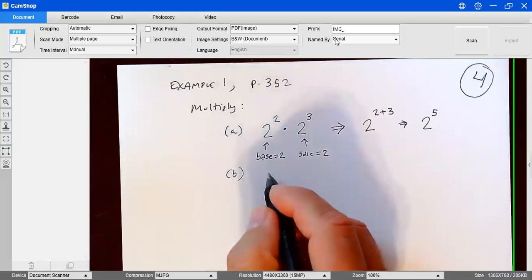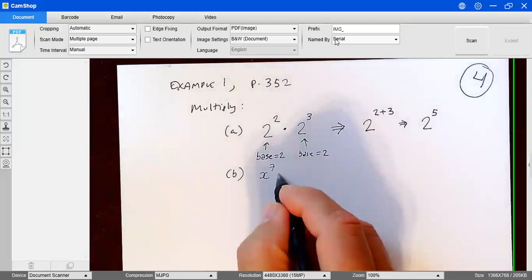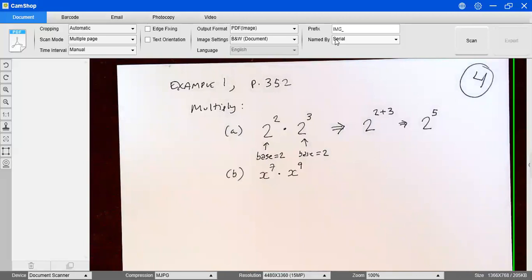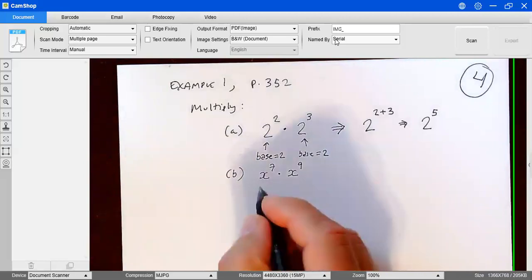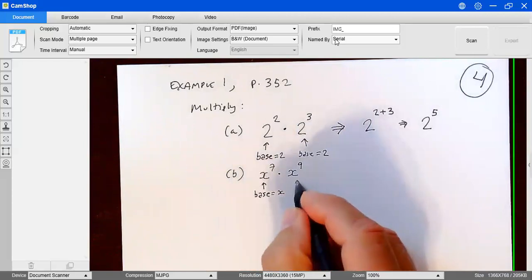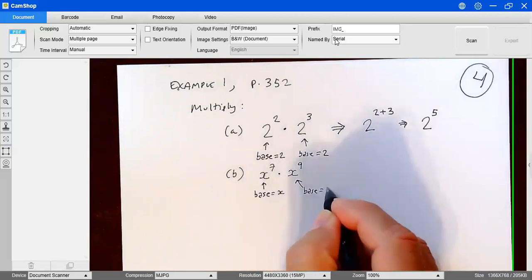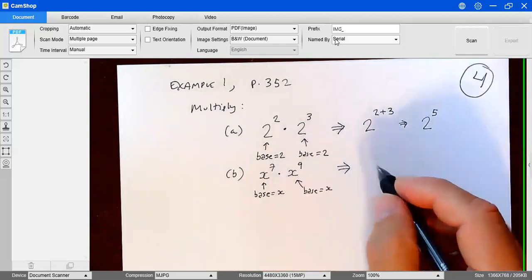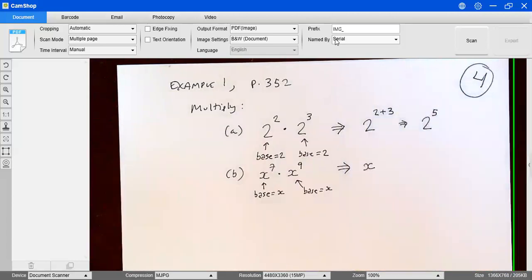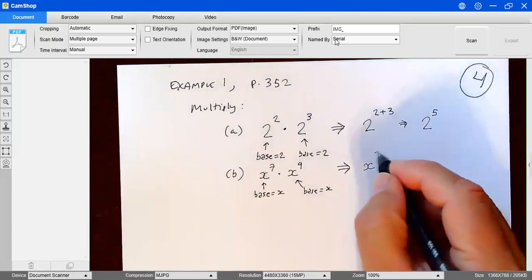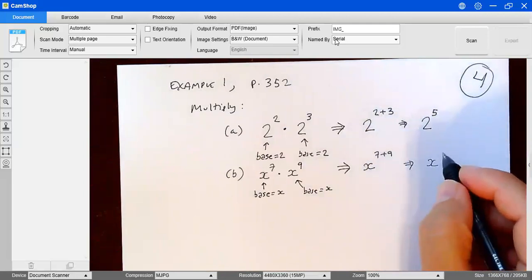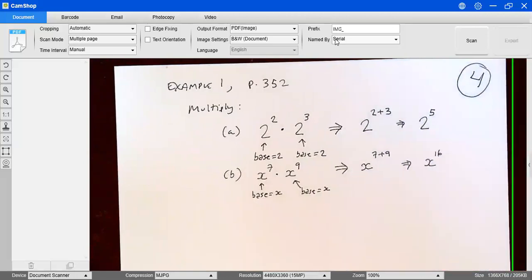Then we have now x to the 7 multiplying x to the 9. So what is the base here? The base is x. What is the base here? The base is also x. So we can multiply these two powers of x. So we write the common base, x, and now we're going to add the exponents. So we're going to get x to the 16th power.